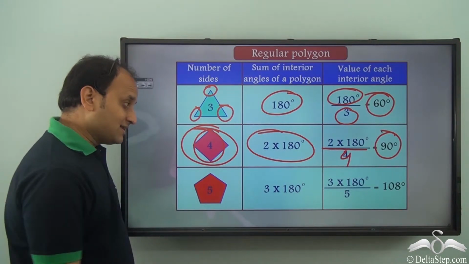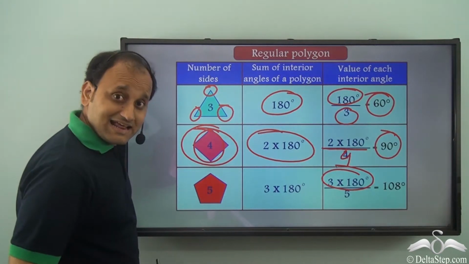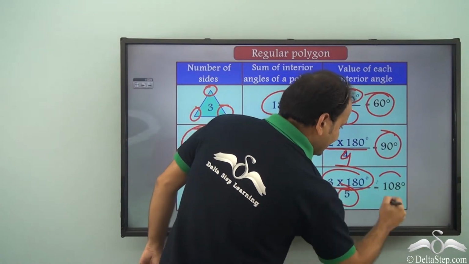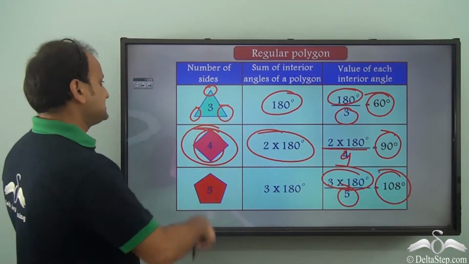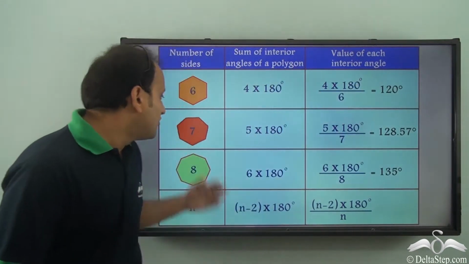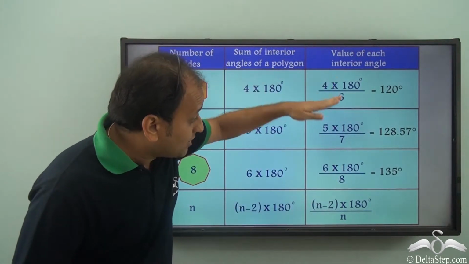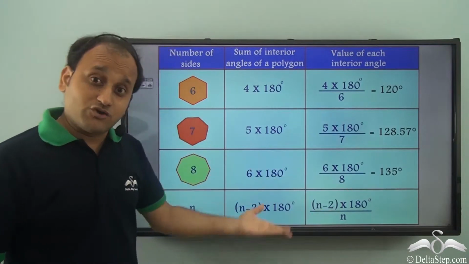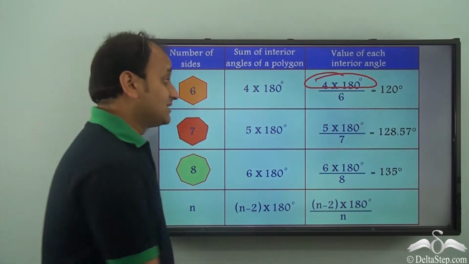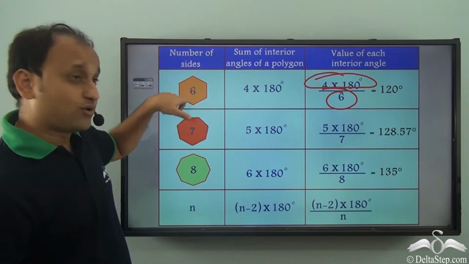Similarly, for a regular pentagon, it is 3 into 180 degrees, which is the sum of all the interior angles of this particular pentagon, divided by 5. So 108 degrees. Similarly, we can calculate the same value for a hexagon, for a heptagon, and even an octagon. So the formula remains the same. We divide the sum of all the interior angles by the number of equal angles, that is, the number of angles of the regular polygon.